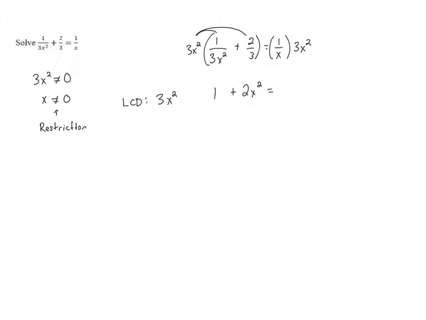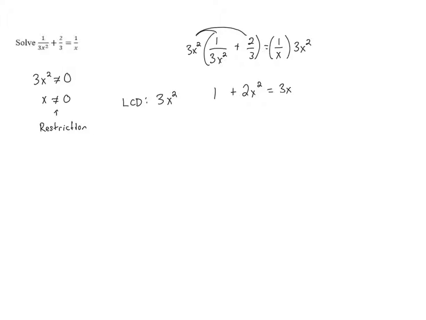Then on the right, when we multiply, this x in the denominator is going to cancel with one of the x's in the x squared. So if we cancel that x with one of those, then we're left with just the x. And so a single x times 3 gives us 3x. So we've got 1 plus 2x squared equals 3x, and we need to solve this. Notice the x squared term. This is a polynomial equation.